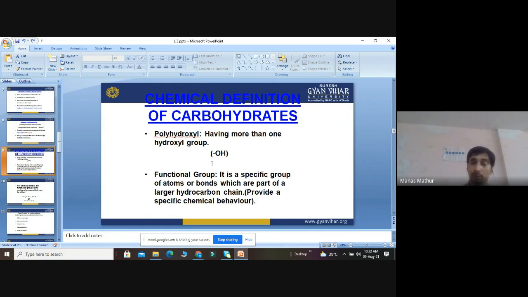So the basic elements present in carbohydrates are what? Carbon, hydrogen, oxygen, and they have more than one hydroxyl group, that is OH. Based on the functional group, we can easily determine the chemical behavior of the compound. It can be phenol, amine, amide, acid or aldehyde. Based on that, we can easily identify it.